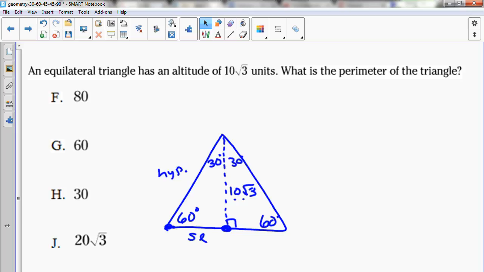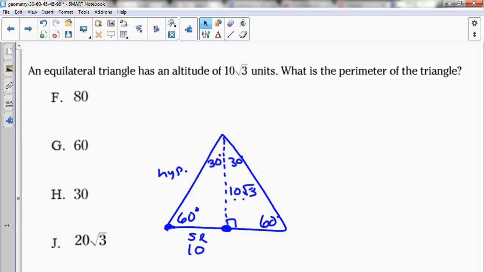Okay. Now, you remember where I want to go? I want to go to the short leg. Okay. Now, how do we go from the short leg to the long leg? You multiply by square root of 3. Now, I'm not doing that. I'm going the other way. So I would divide by the square root of 3. Therefore, the short leg would just be 10. Does it make sense? You just divide by square root of 3.